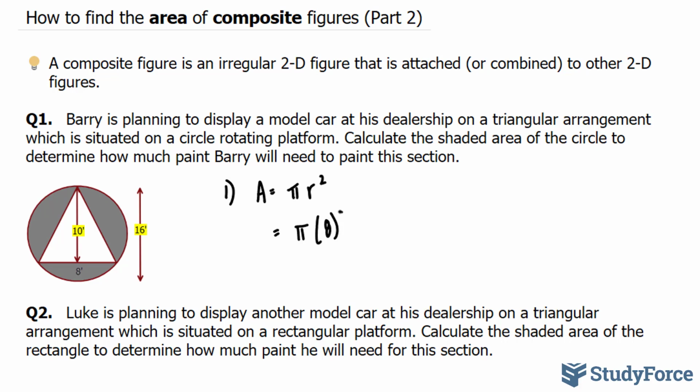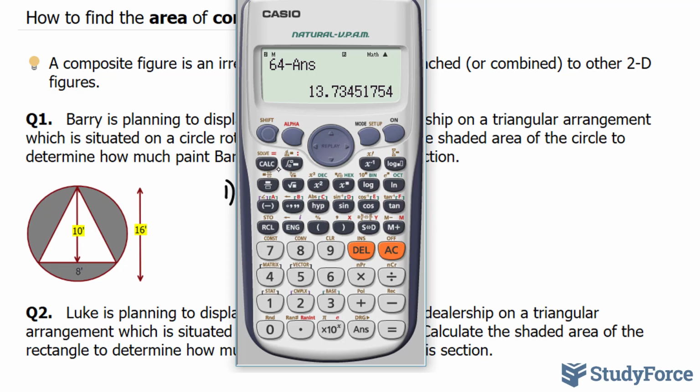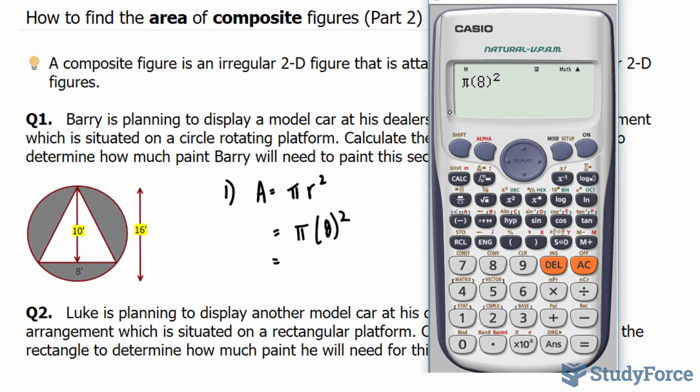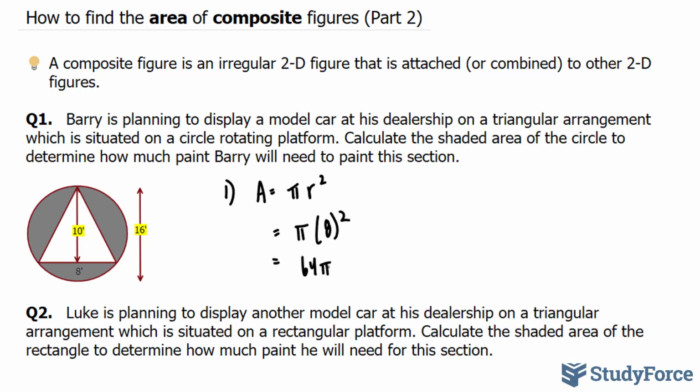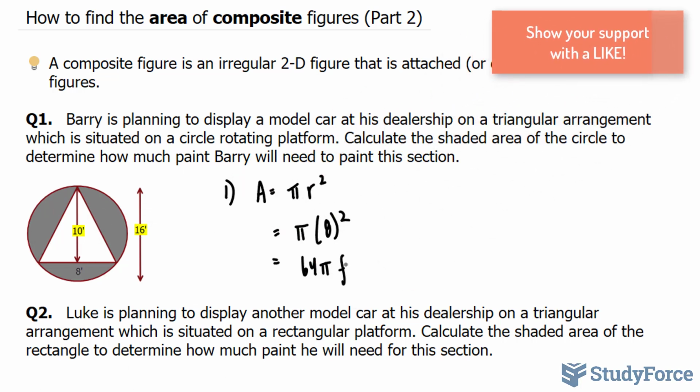Pi times 8 to the power of 2 gives me, well, let's use our calculator, pi times 8 to the power of 2. Notice that I'm using pi. If your calculator has a pi symbol, use that instead of 3.14. And this gives me 64 pi, or on your calculator, you might get 201.06. Both are acceptable. I'm going to use 64 pi because I want to be super accurate. And notice that each of these numbers, 16, 10, and 8, all have this apostrophe. That apostrophe signifies feet. So here we have feet squared.